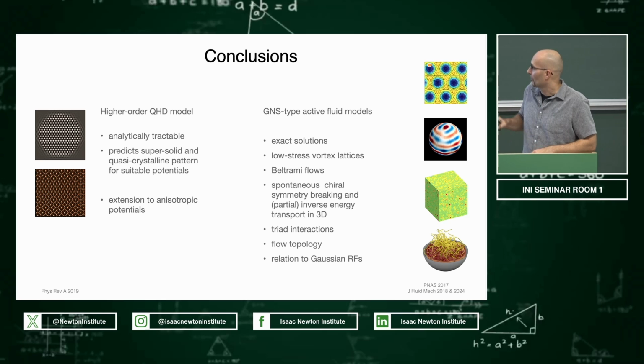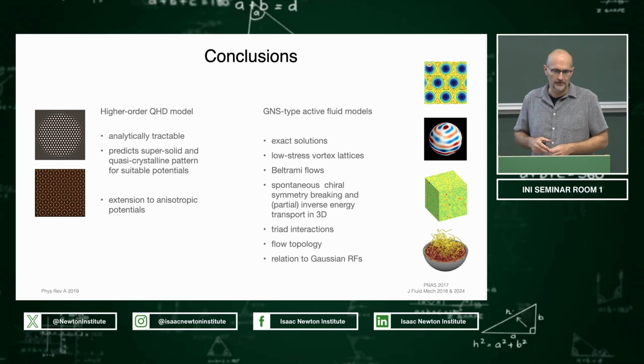One way to think about these types of models is also that they provide you a random field generator. So if you look at a snapshot at sufficiently large time, you get something that's very close to Gaussian random fields. Okay.